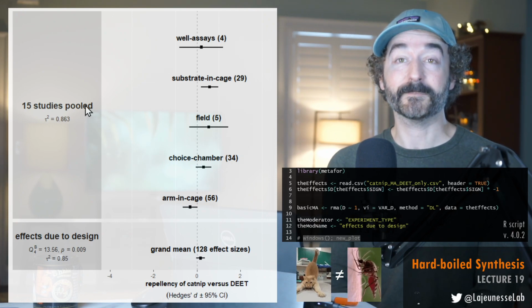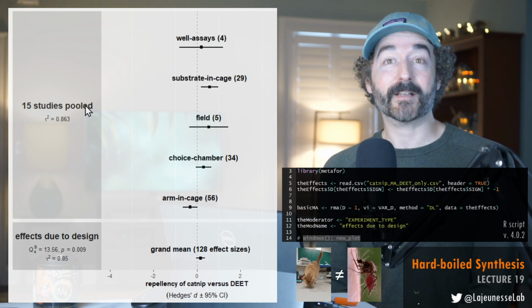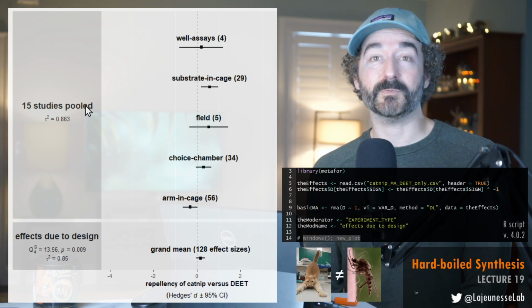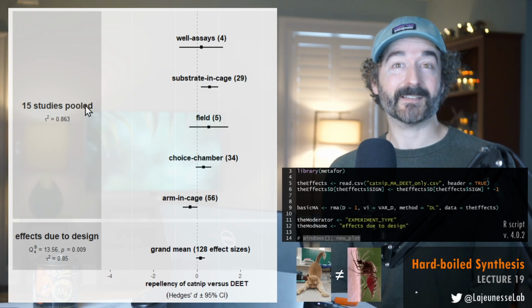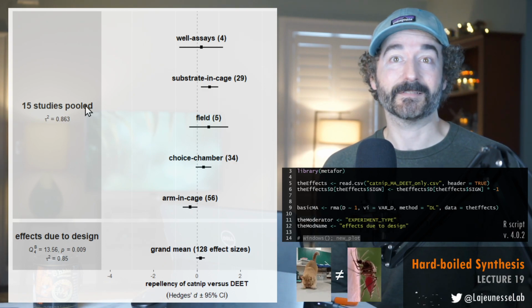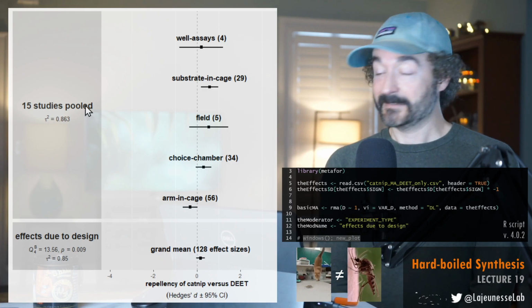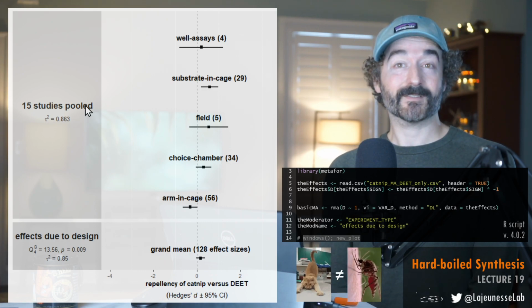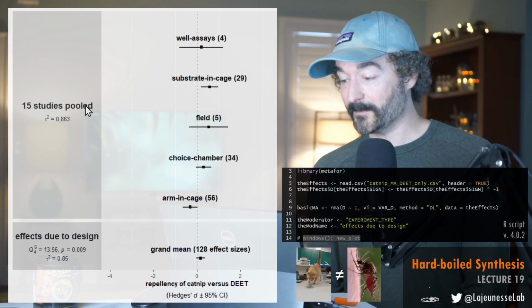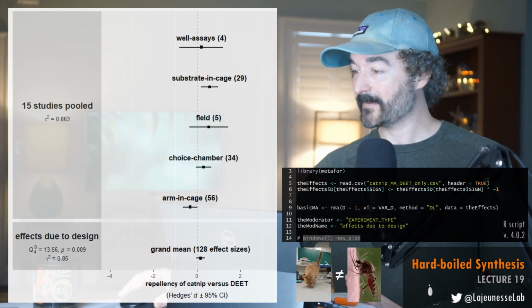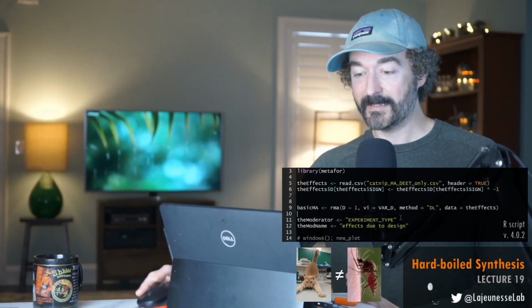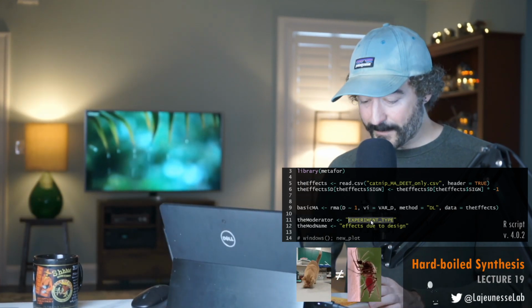You're going to find that catnip is better than DEET if you don't include a human, but if you include a human, then you might find that DEET is more effective than catnip. This is the type of heterogeneity that causes a lot of headaches. When it comes time for me to pull together the manuscript, this is going to be super tough for me to explain.